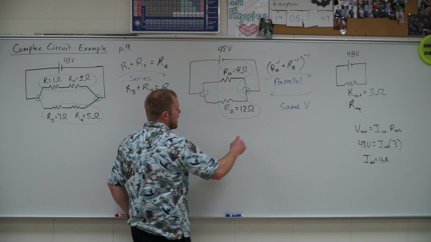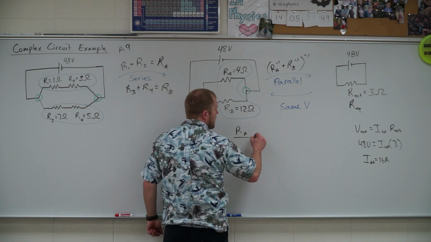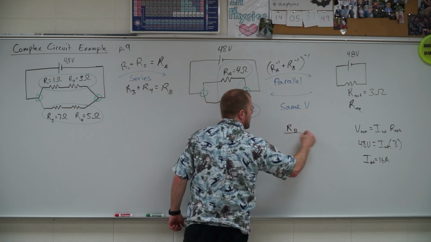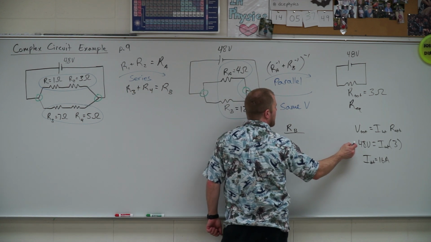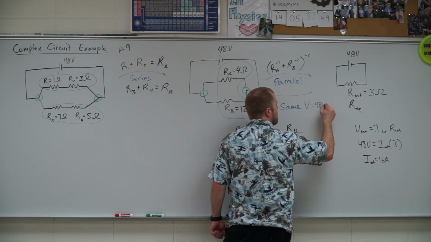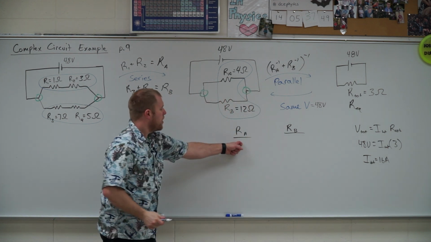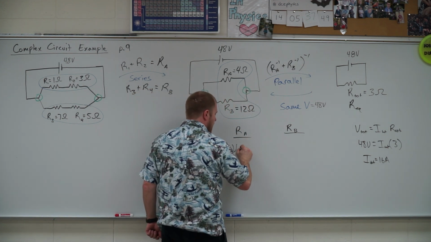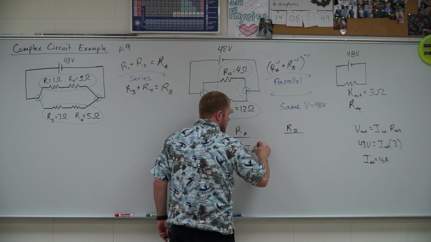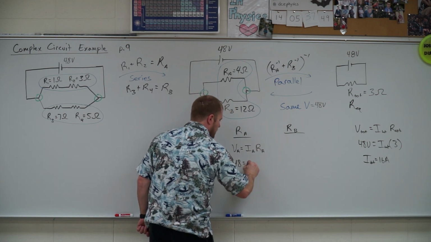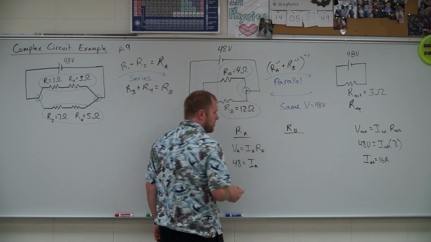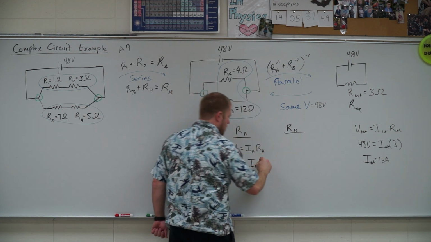So they have the same voltage. So what you do is you set up 2 columns, one for RA, one for RB, and they are going to have the same voltage as the one before. So I'm going to take that 48 volts. All right, so for A, I have VA is going to equal IA times RA. And so they both have 48 volts. So 48 volts equals the current, which I don't know, times the resistance of A, 4 ohms.